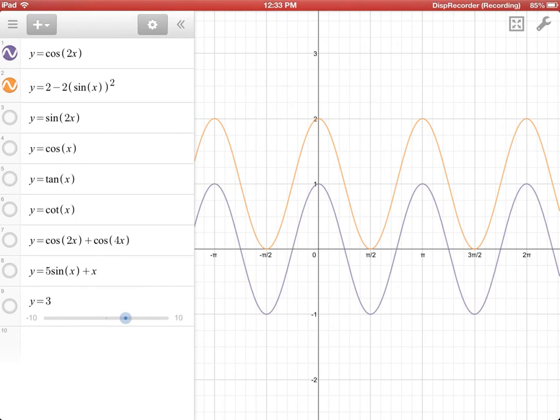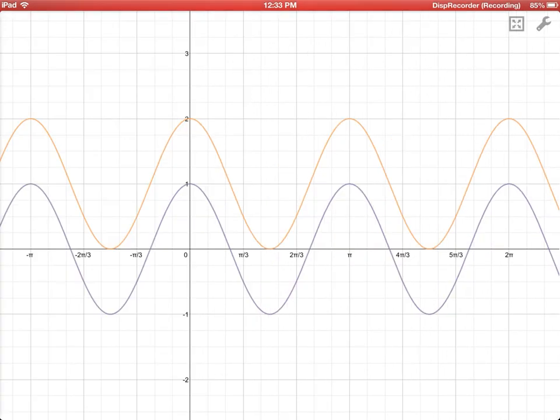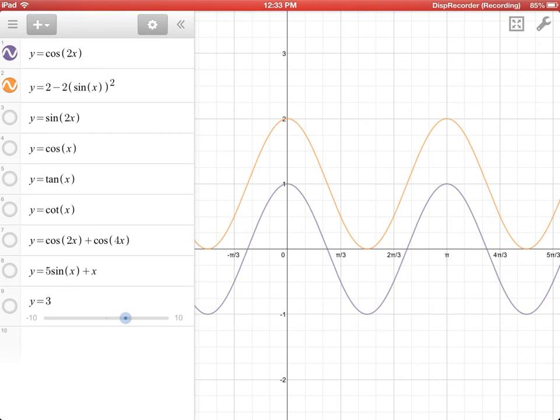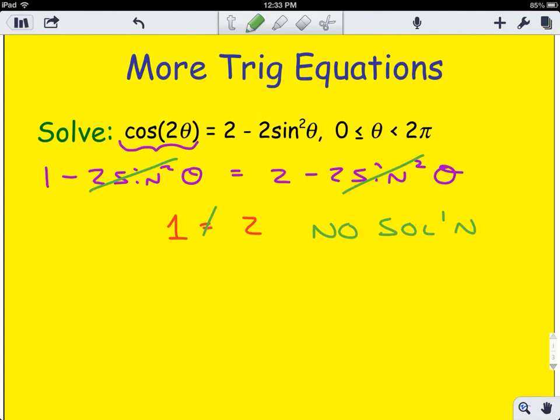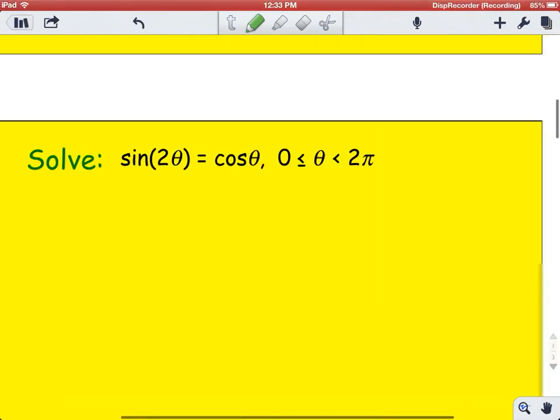And let's take a look at a better picture of this here. And you can see that they don't touch. They completely oscillate the same way, and they never touch. So that's why there's no solution, because the solution, of course, would be where they intersect. So let's take a look at our next example.